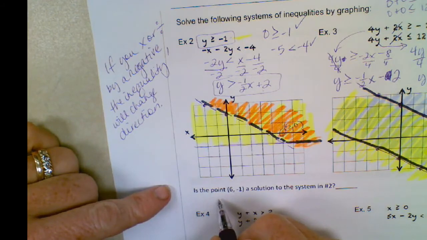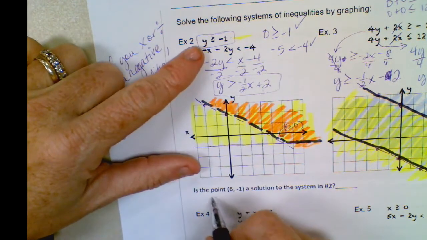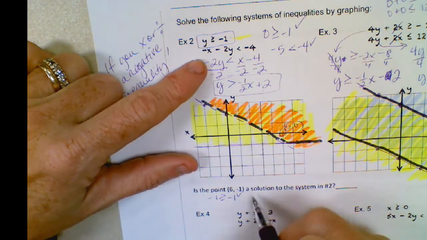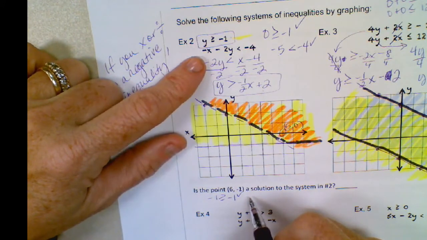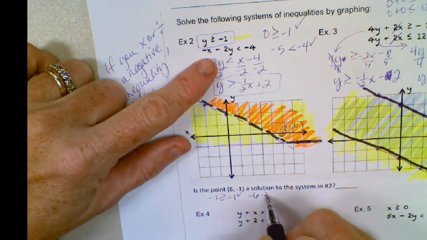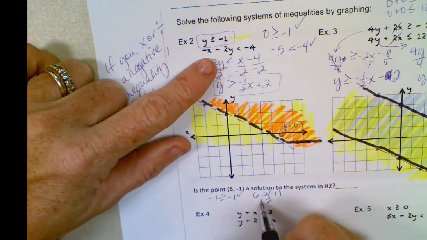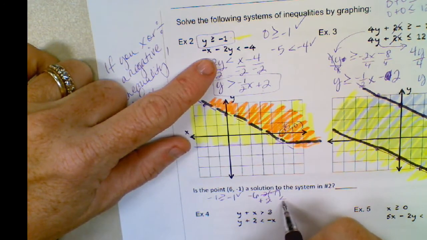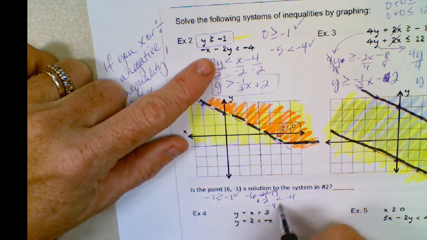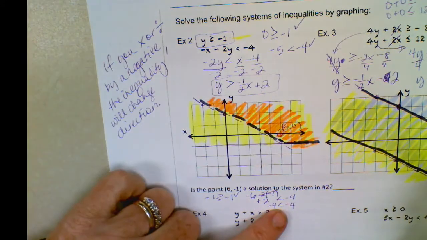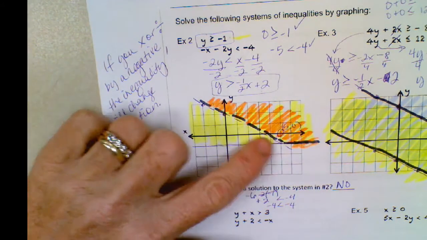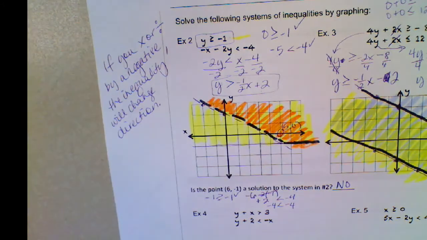So my y value is negative 1. So is negative 1 greater than or equal to negative 1? Well, it's equal to negative 1, so that one's okay. Now let's check the second inequality. My x value is 6, so negative 6 minus 2 times negative 1, well, that would give me negative 6 plus 2, which is negative 4. Should be less than negative 4. But negative 4 is not less than negative 4. It's equal to negative 4, but this is only a less than. So that's not going to be a solution, and that's because it's got this barrier. One of them is not an equal to.